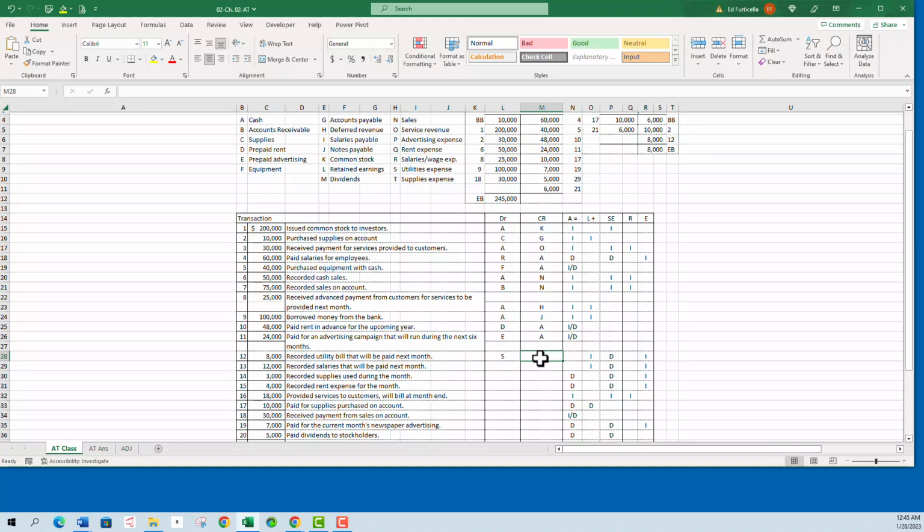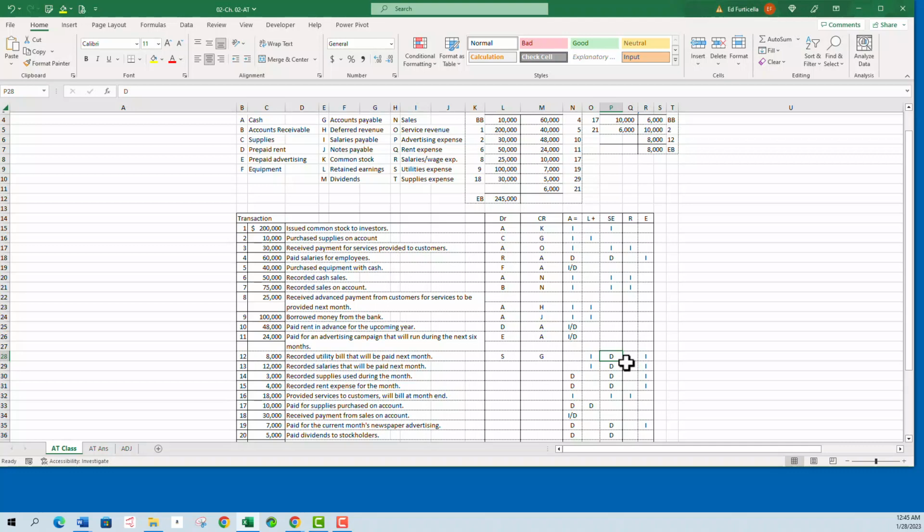On the accounting equation, you see that liabilities increase and stockholders' equity decreases. The increase in liabilities is because of accounts payable. We owe the utility company. The decrease in stockholders' equity is because of the utility expense that we're incurring. Anytime you have an expense, it causes retained earnings to decrease, and retained earnings is part of stockholders' equity. So stockholders' equity decreases as well.